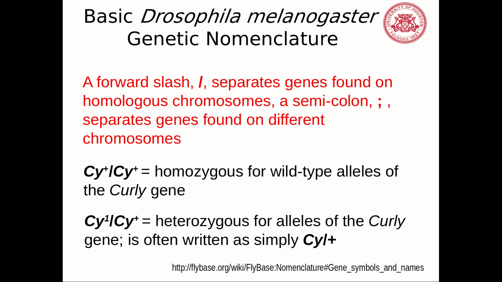Now a forward slash separates them, and that means these are the two alleles you get. Of course, if you have the same thing on either side of the slash, you are homozygous. The first one here is Cy plus, Cy plus. That's two wild types, so this is a fly with two copies of the wild type gene for curly.